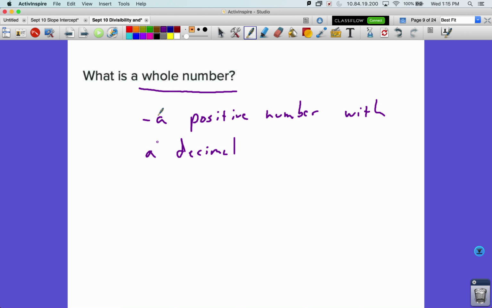That's what makes it whole. So 7 is a whole number. Maybe I'll write that in green because it's a good example. So 7 is a whole number. All right, 7.1, now you have this extra piece. So the 7 might be whole, but this 0.1 is not whole, which makes the whole number not whole. So a positive number, oh, I wrote with a decimal. That's the exact opposite of what I meant to say, without a decimal.